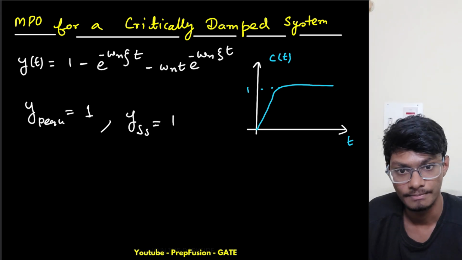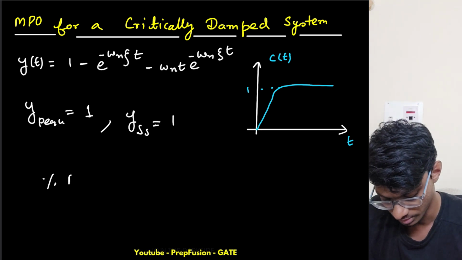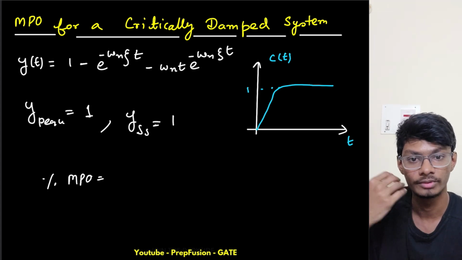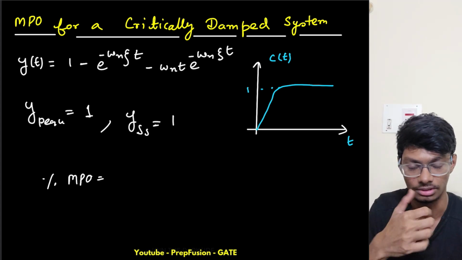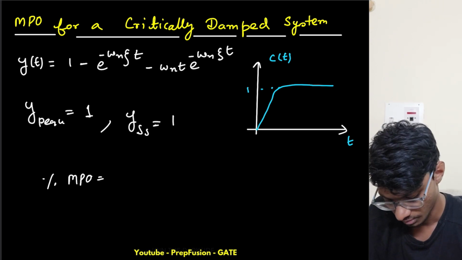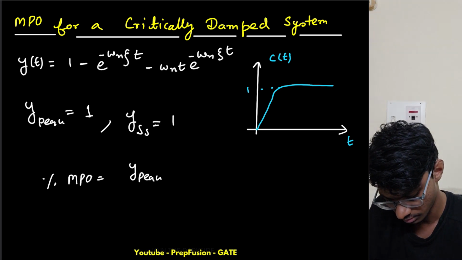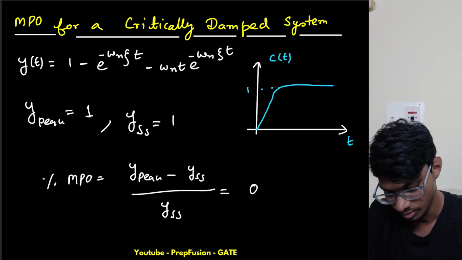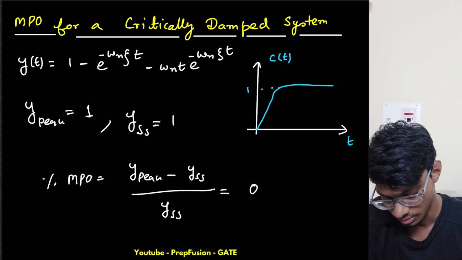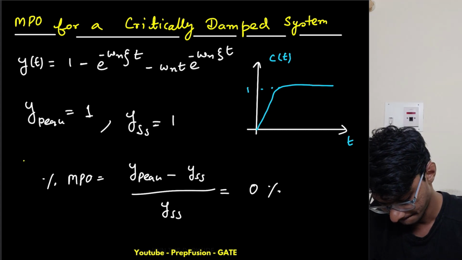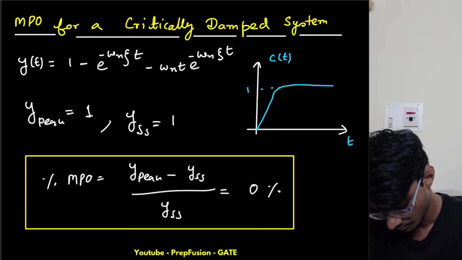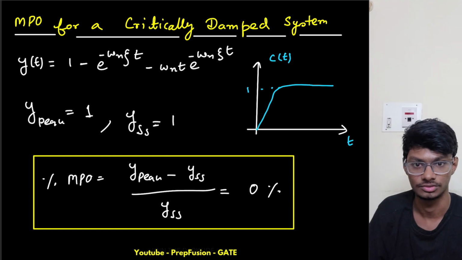So what will my MPO? So percentage MPO simply will be equals to, as there is no overshoot, right? Because critical damp is just perfect damping, there will be no overshoot and it will reach its steady state much faster. So MPO will be y peak minus y steady state divided by y steady state, which is equals to 0, right? Because peak and steady state are same. Okay, so it is equals to 0 only.